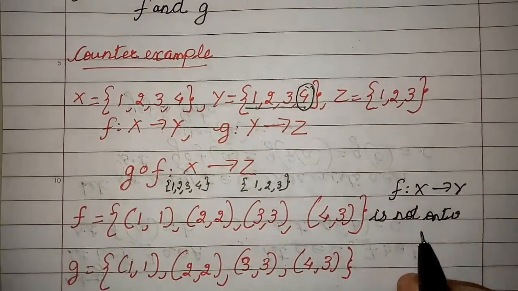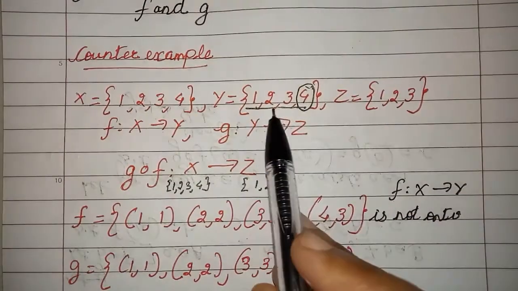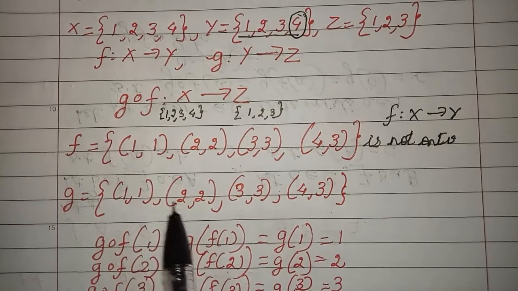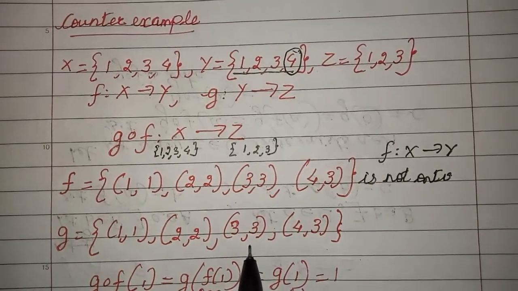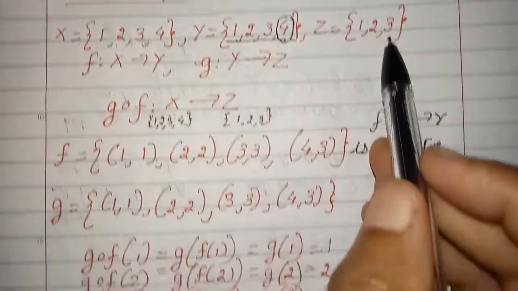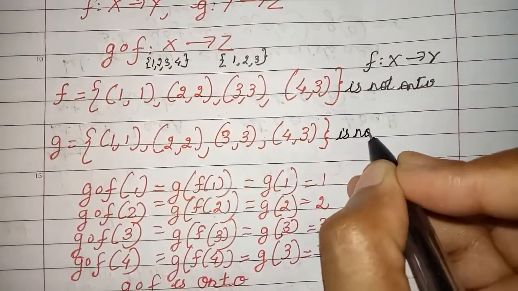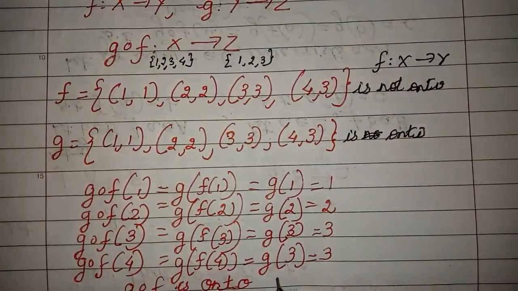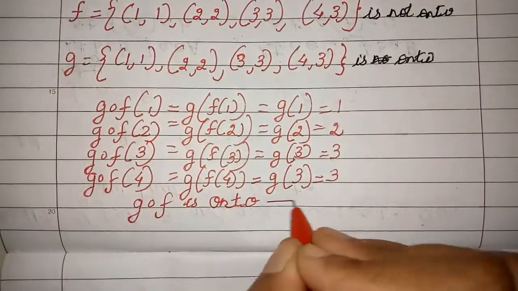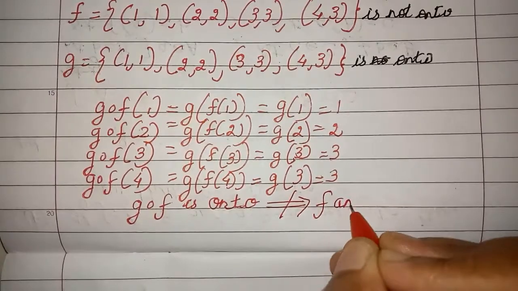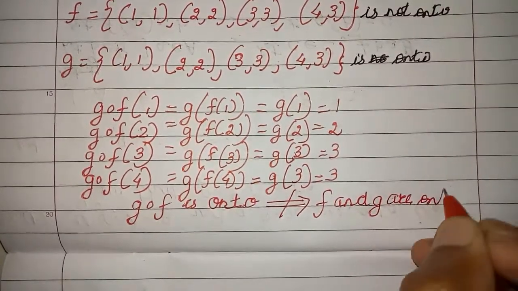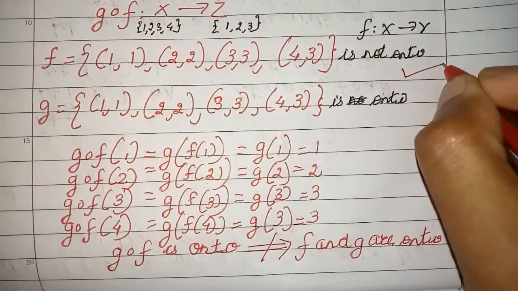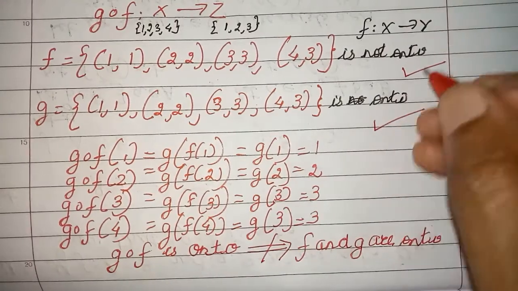Anyhow, let us look at g also. g is a function from Y to Z. Y is 1, 2, 3, 4, Z is 1, 2, 3. The set of images is 1, 2, 3, and my Z is also 1, 2, 3, so g is onto. But we already got that f is not onto. So this means that g composite f being onto never implies that both f and g are onto. I am able to produce a counter example where f is not onto but g is onto. One of the functions happens to be onto but not both.